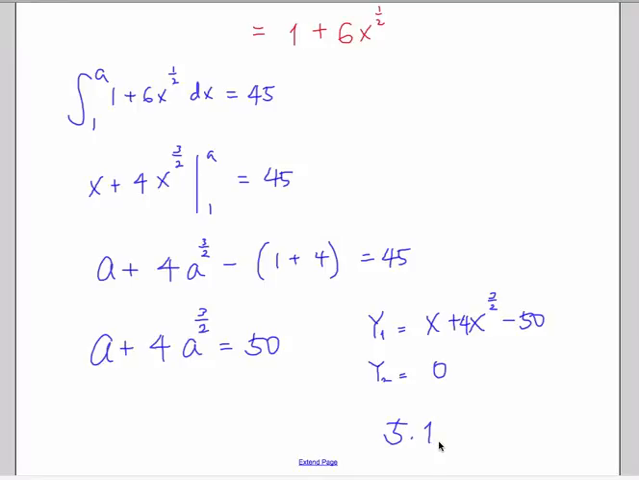5.1 something, 5.0. Let's find it. 5.0193. And if you round it to 3 significant figures, you would get a is equal to 5.02. So you can check your answer by plugging in 5.02 here and putting this into a calculator to see if you get something close to 45. It should be really close. Bye.